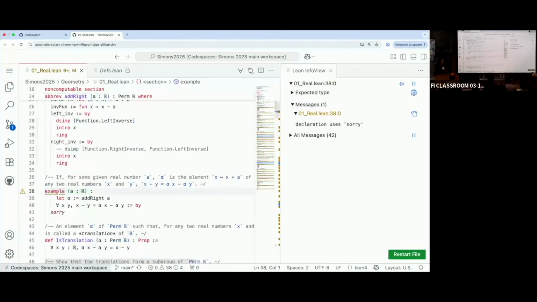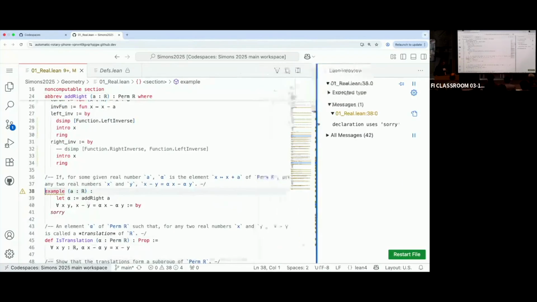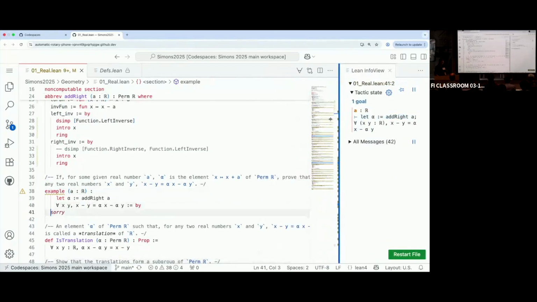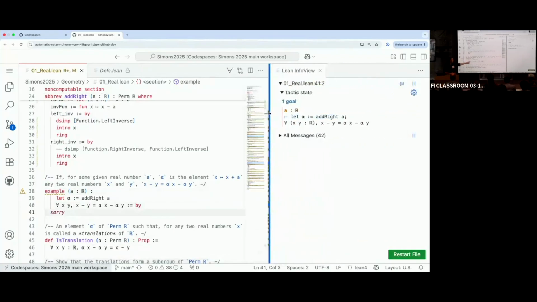So for some given real number a, alpha is this element of the permutation group that we just defined, and let's show that it has the property stated. Okay, so I've set this exercise up. Suppose I've got a real number a, and I define alpha to be the add right operation on the real numbers, where we're adding right by a, to show that for all x and y, x minus y is alpha of x minus alpha of y. Any questions about the statement of this example?